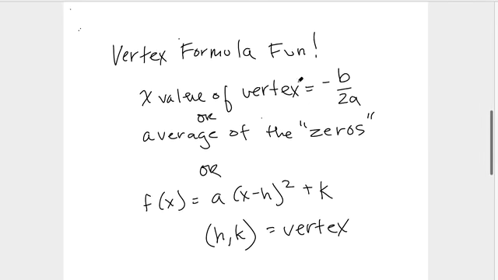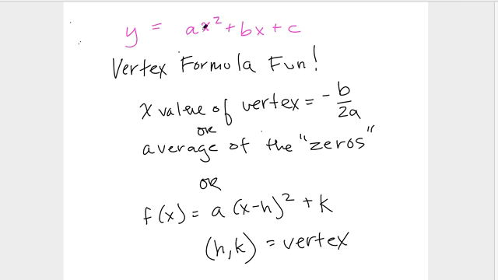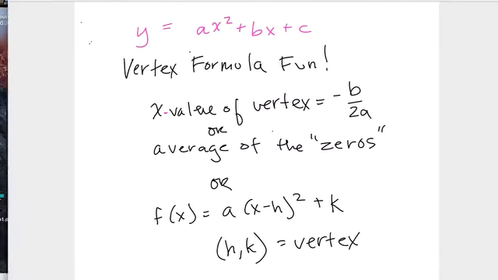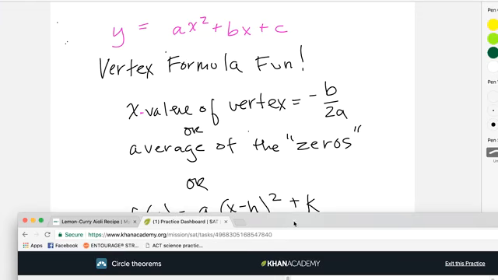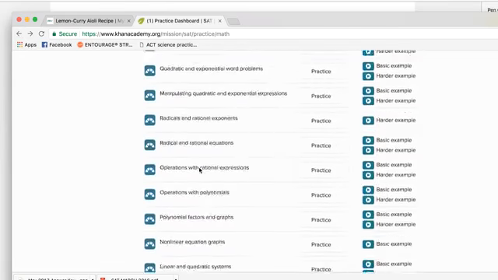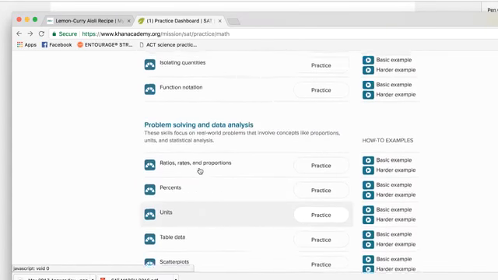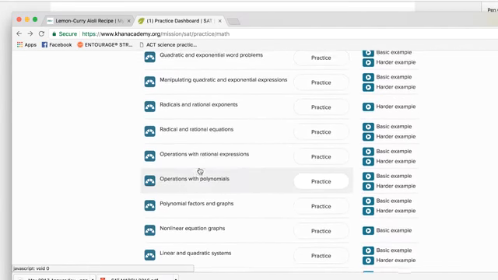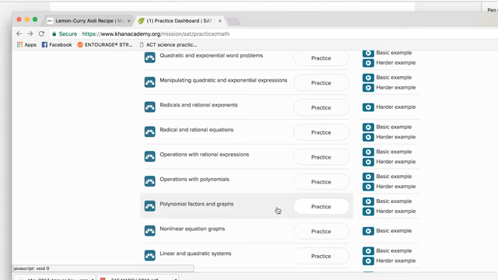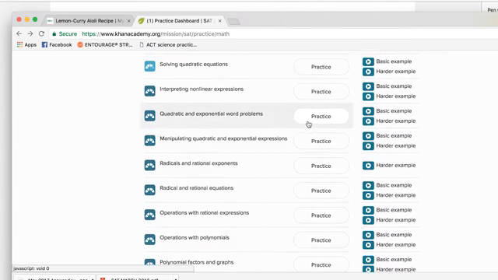These are vertex-related formulas or ideas related to finding a vertex of a parabola. So the first thing that I want to tell you guys is the x value of a vertex when we have a quadratic equation in the form of y equals ax squared plus bx plus c. We can use these ideas to find the x value of the vertex. And why would this be interesting? Well, this is interesting for the kinds of problems that you can practice on Khan Academy that are parabola stuff. And where is that? That is if you go in here and you go to polynomial factors and graphs, that's some of it, and quadratic and exponential word problems.